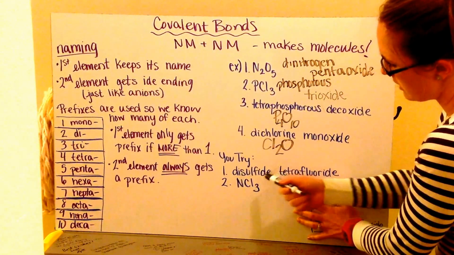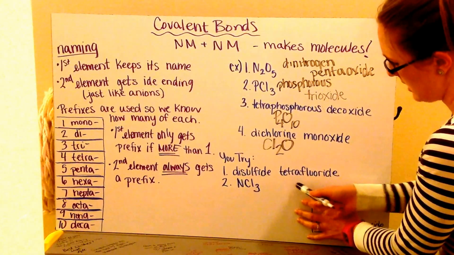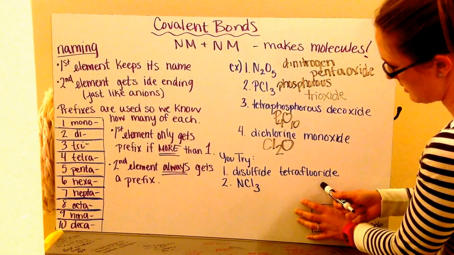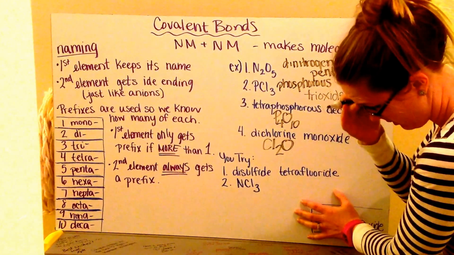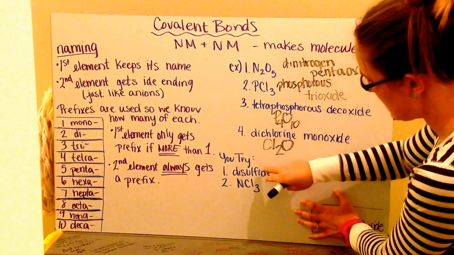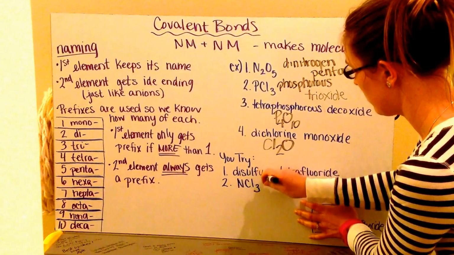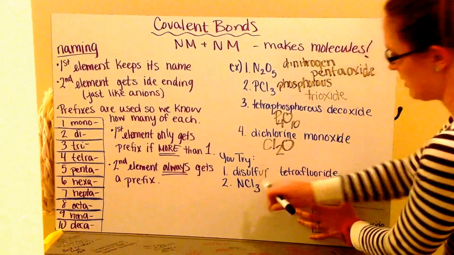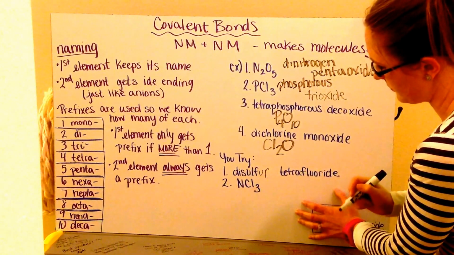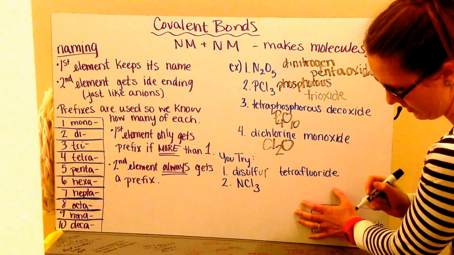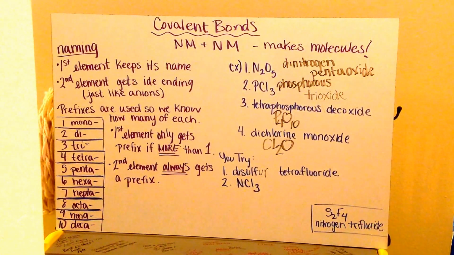Go ahead now and try writing the chemical compound for disulfur tetrafluoride, and then name NCl3. Sorry, this should say disulfur. So disulfur tetrafluoride, and NCl3. You should get S2F4 and nitrogen trichloride.